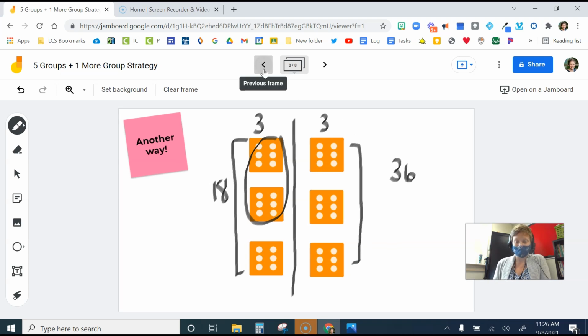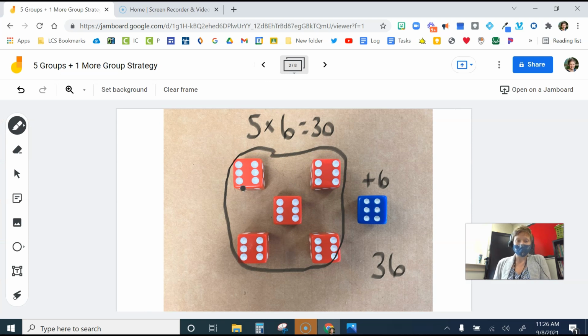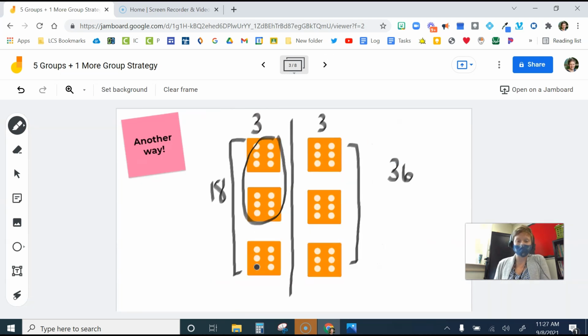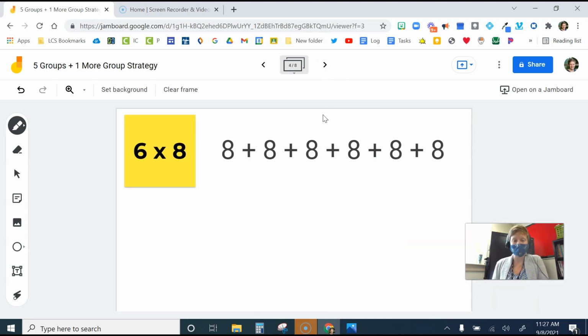So either way you want to go, you could do 5 groups of the number and then add one more group, or you could think of 3 times the number and then double it. Either one of those will work for the times 6 strategy. So let's try it out.